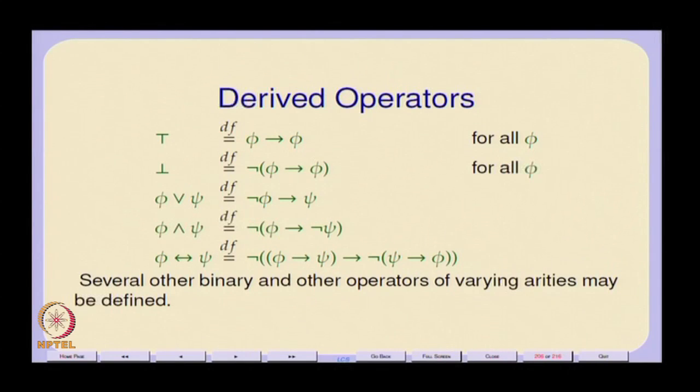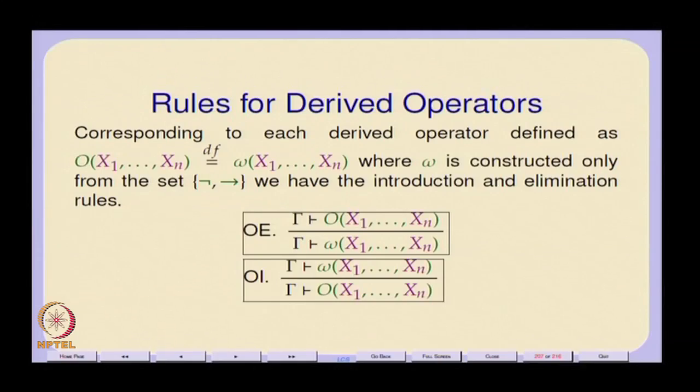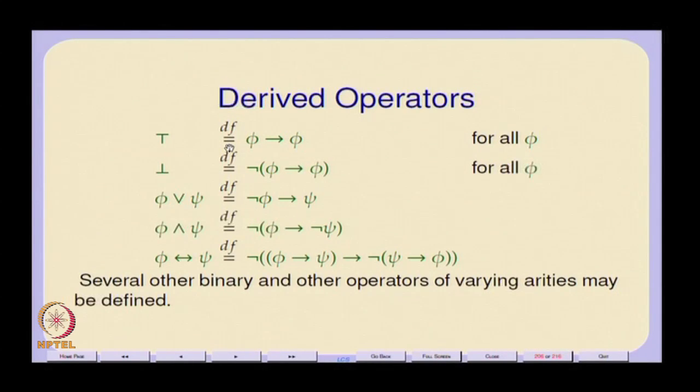Now, it is fine to have these derived operators, but it is useless unless you can use them also in proofs. Okay. So, just like we did in the case of double negation, the natural thing to do is to come up with operator elimination and operator introduction rules. Okay. So, remember that this is a definitional equality.